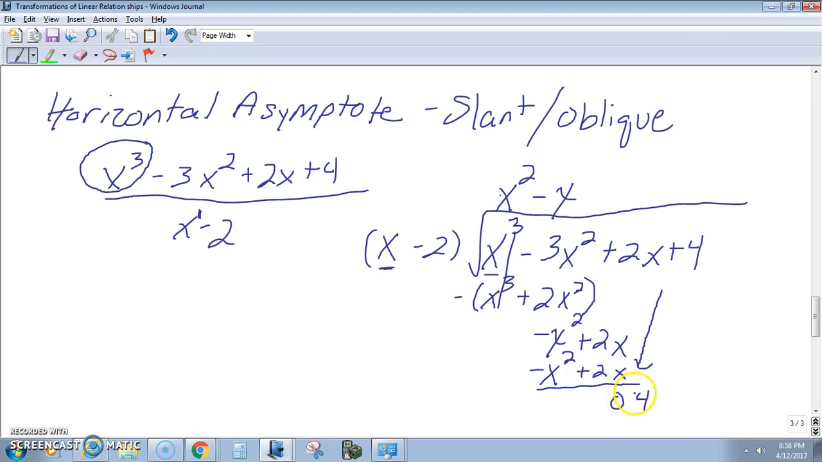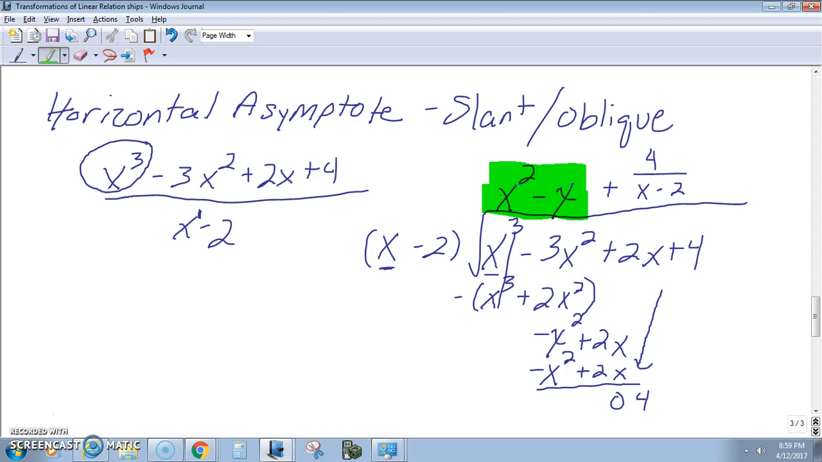But x cannot go into just 4. So actually, this ends up being my remainder, right? So it's going to be x squared minus x, and then plus 4 over, my remainder, 4 over x minus 2. So that's the actual quotient, x squared minus x plus 4 over x minus 2. All of that is the answer I get from my long division. However, I didn't need to write down the actual remainder because the asymptote, the oblique asymptote, is just right here, this x squared minus x. Okay, so that's the answer, that's the asymptote.